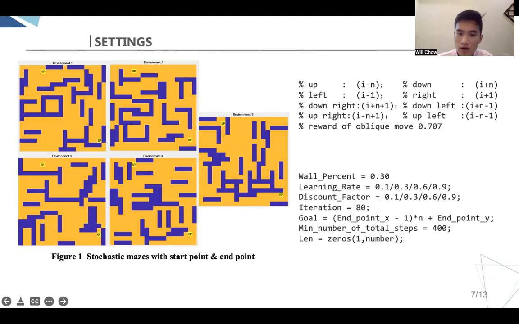For example, the value of I minus n can represent the movement of going up, or the value of I minus 1 can represent the movement of turning left. The word percentage means the number of obstacle blocks occupies 30% of the overall maze size. About the learning rate and the discount factor, I will do further discussion with everyone.